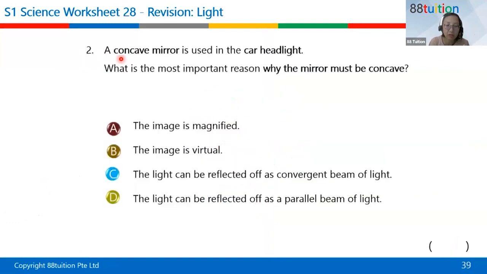So I have a concave mirror used for the headlight. Why do we use a concave mirror for the headlight? Why not use a convex mirror? Why not use a plane mirror? Why use a concave mirror? Can everybody type into the chat what your answer will be?